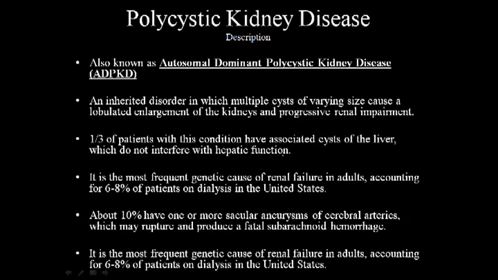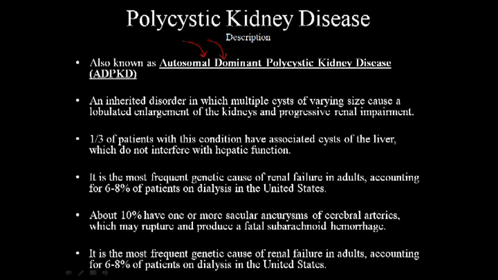So polycystic kidney disease is also known as autosomal dominant polycystic kidney disease, or ADPKD. And so the thing to keep in mind is that it's autosomal dominant, which means that it's a dominant, not recessive trait. And so basically you have to have some person in your family have polycystic kidney disease as well and pass it on. And it's an inherited disorder in which multiple cysts of varying size cause a lobulated enlargement of the kidneys and progressive renal impairment.